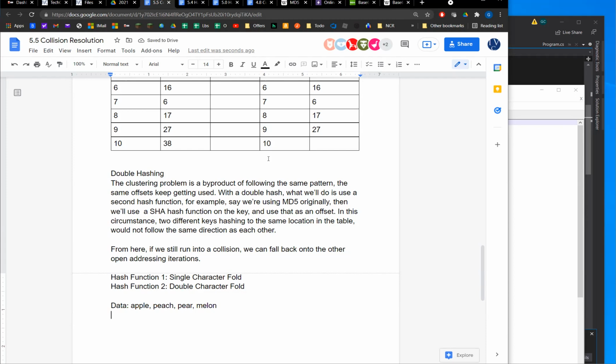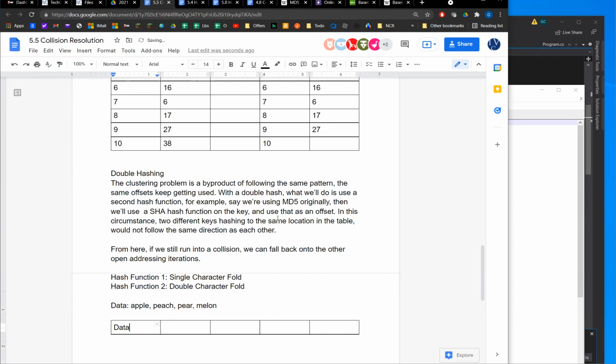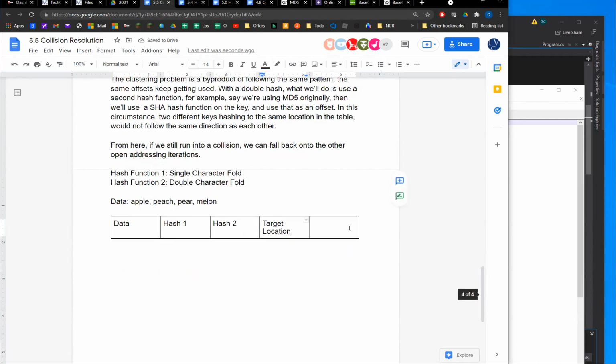Okay, so let's get our table here. We can do the data, the values of course, and then the offset from that. I think that's enough columns: hash 1, hash 2, and then the target location. Let's say reap is a new fruit, brand new as of today.